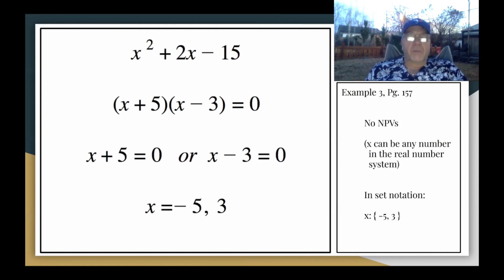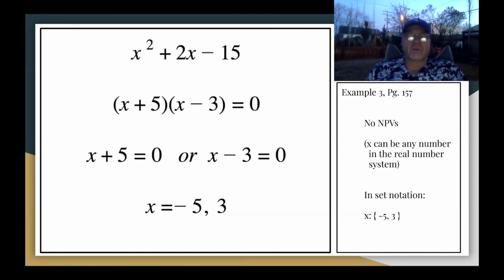And what about non-permitted values? Well, there aren't any in this case because you don't have x in a denominator, nor do you have x as a radicand. So you don't have to take the square root of something, and you don't have to divide by 0.